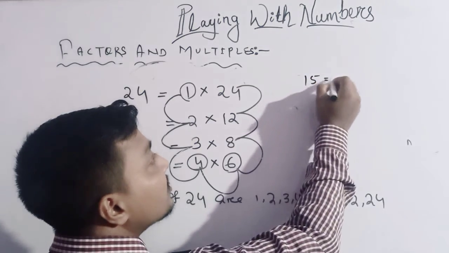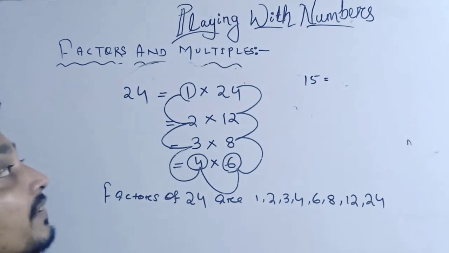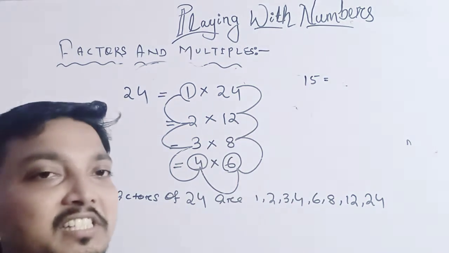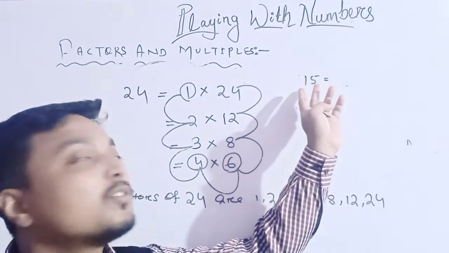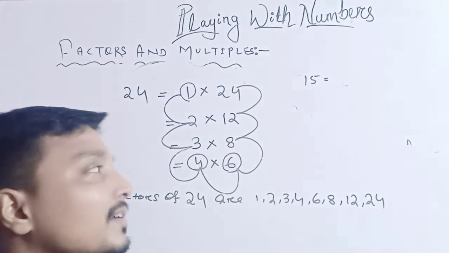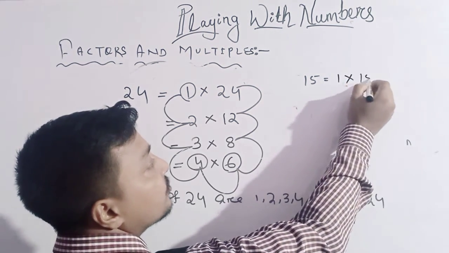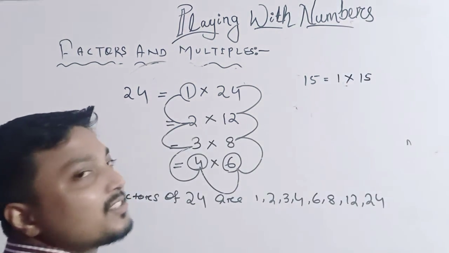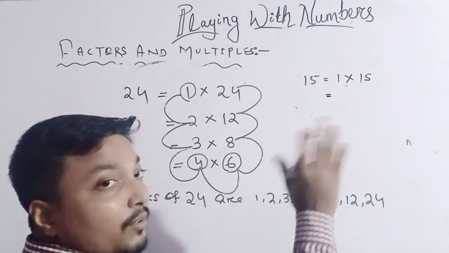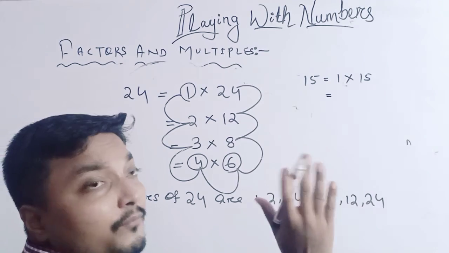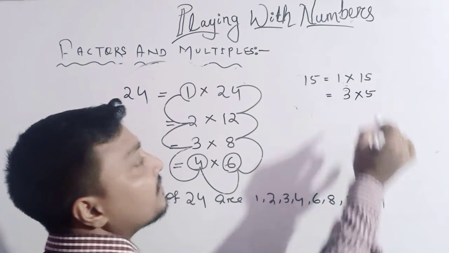Another question I am showing to you: 15. The shortcut trick is, you have to think 1 into how much is equal to 15. Always remember 1 into that number will always give the number. So first it is 1 into 15, which means 1 is a factor and 15 is also a factor. Then 2 into how much? 2 into nothing will give us 15. 3 into how much? 3 into 5 is equal to 15.